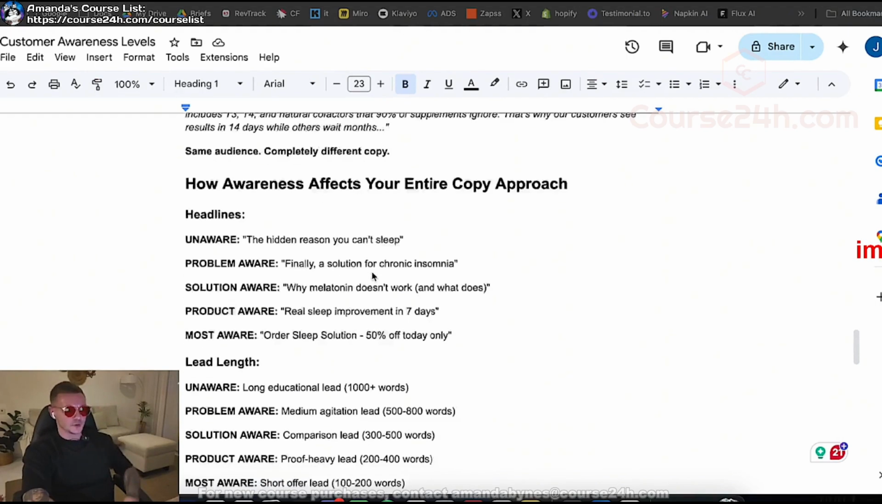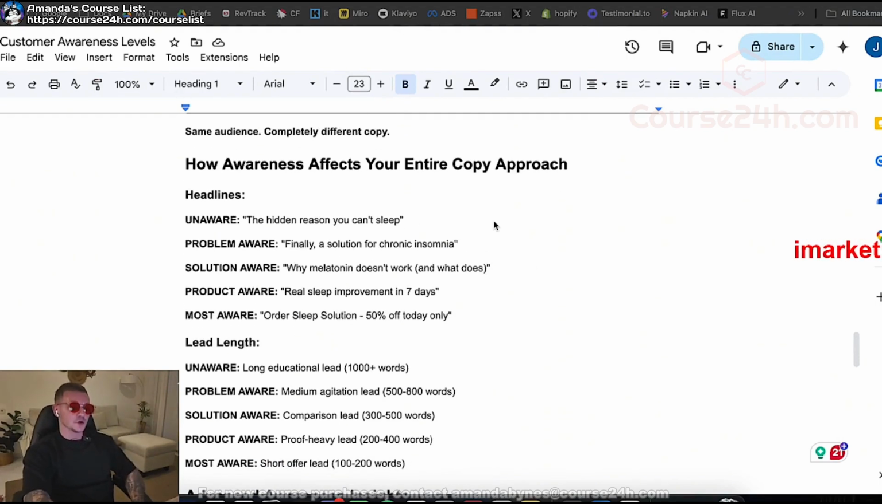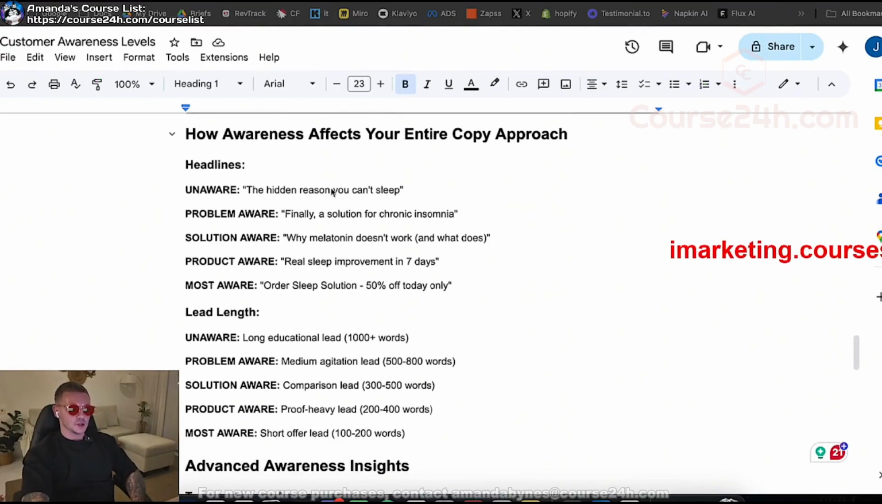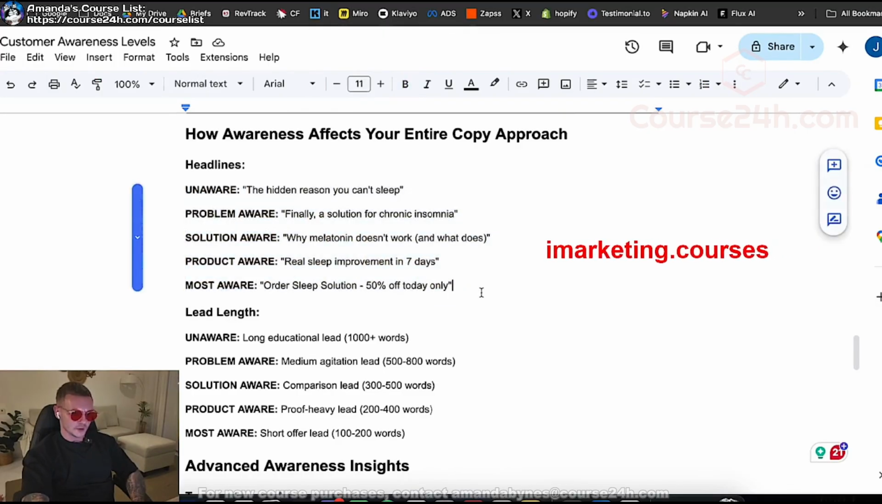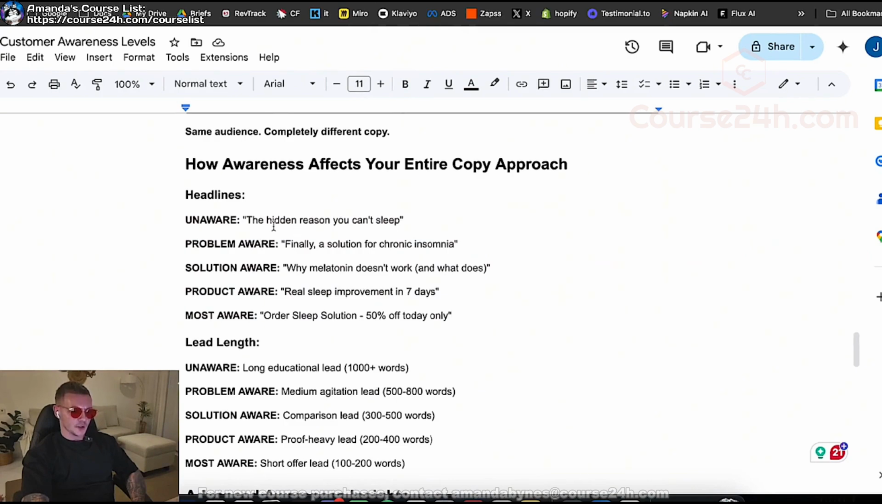Again, these are good examples for headlines, and it's how it's going to affect your copy approach. So unaware: the hidden reason you can't sleep. As you'll notice, it's progressively getting from colder to warmer, right? This could be some sort of mini VSL ad that's on Facebook. We're talking about this hidden reason that you can't sleep, and then we send them to some sort of educational long form sales page. Problem aware: finally, a solution for chronic insomnia.